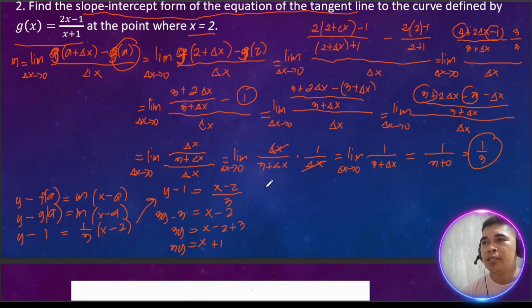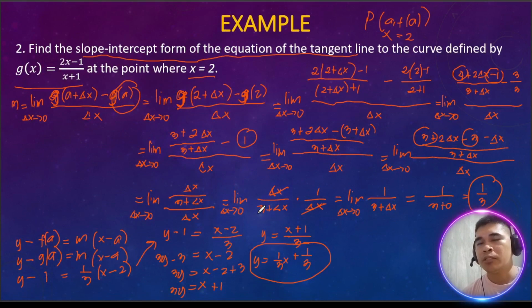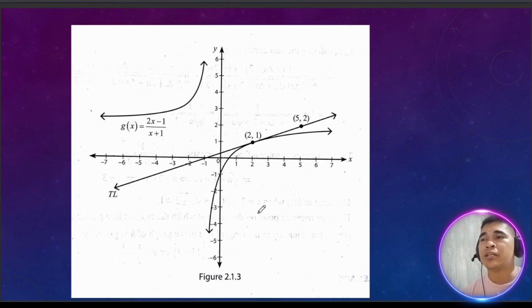So divide both sides by 3. So we get y equals x plus 1 over 3, where y equals 1/3 x plus 1/3. So this is our final answer to the slope-intercept form of the equation: y equals 1/3 x plus 1/3. It looks complicated, but just find the basic way how to solve and follow the definition and the given steps. Okay, so now this is the graph of g of x equals 2x minus 1 over x plus 1. So this is our 2 and 1, our a and f of a.